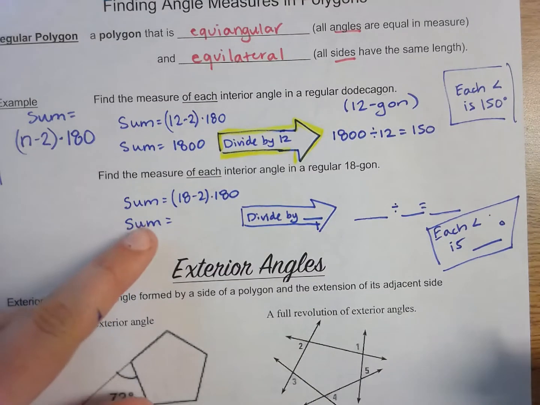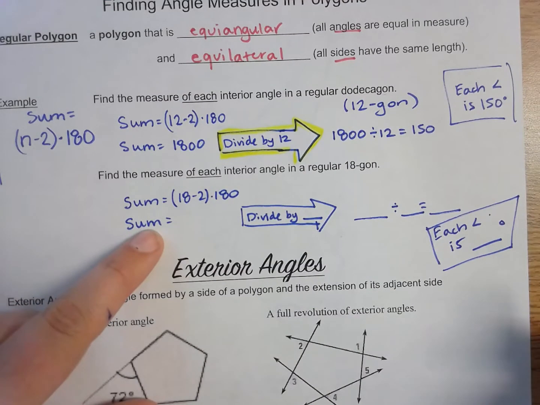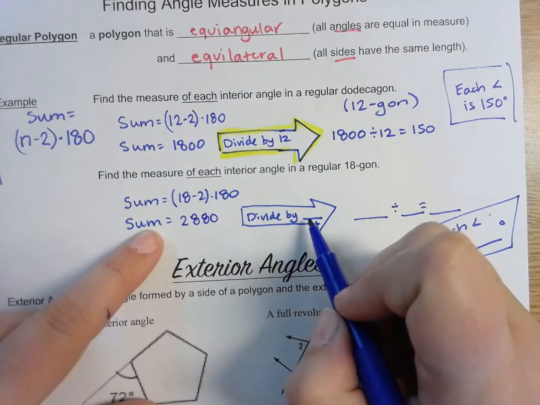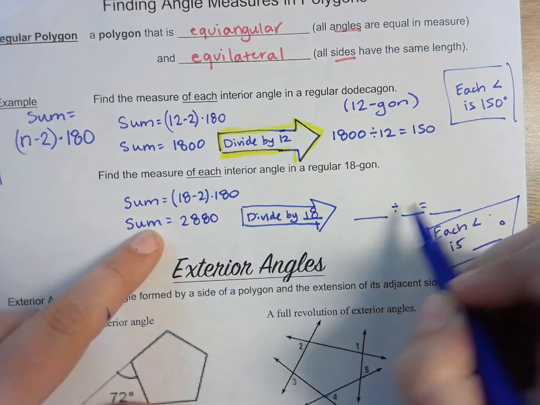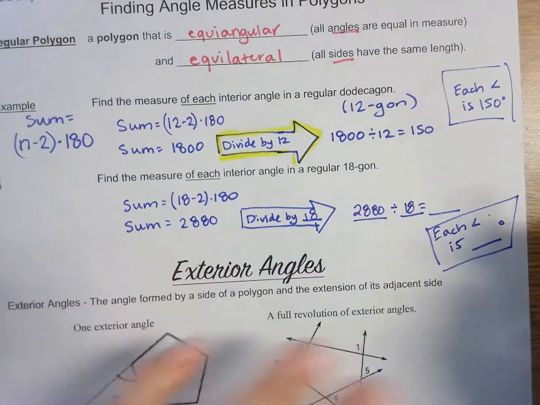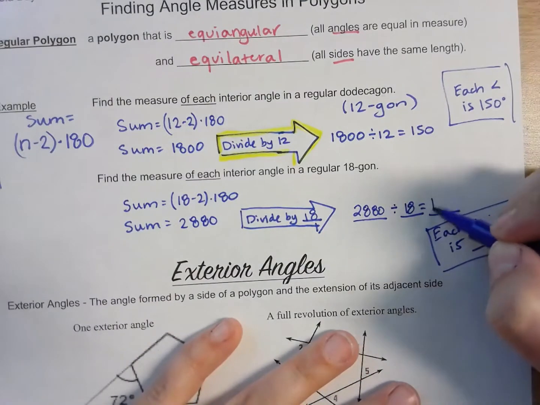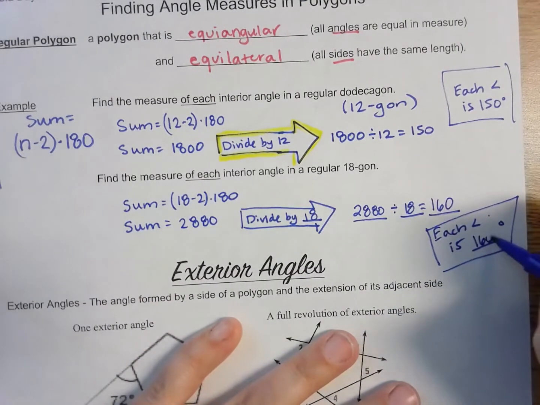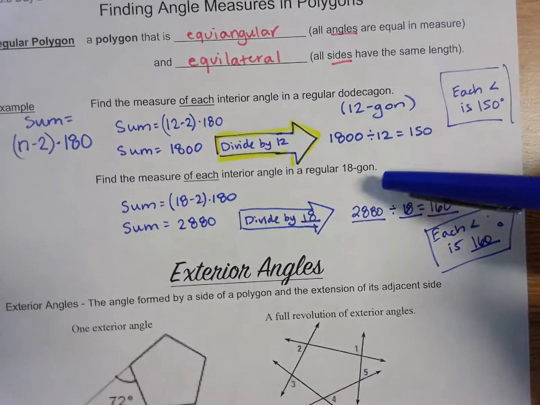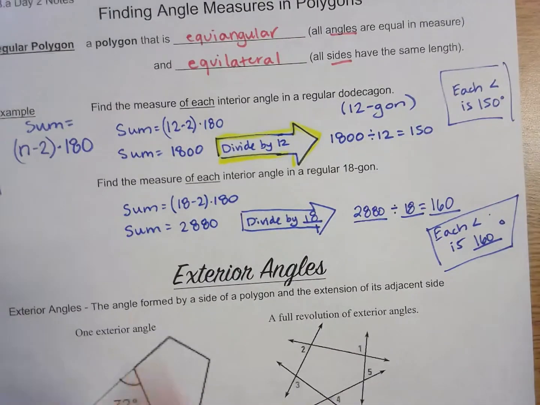So what is my sum? 2,880. And then I divide by 18, the number of sides, right? And you got 160. Okay. Notice as I got to more sides, my angle is increasing because it's got to widen out to make room, right?